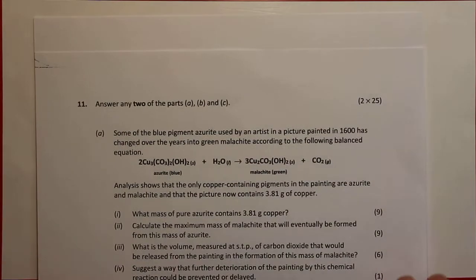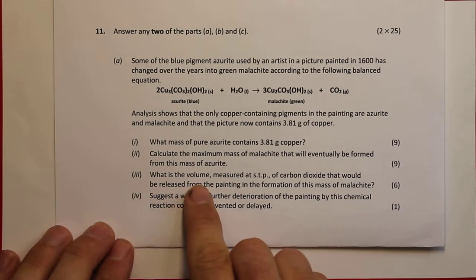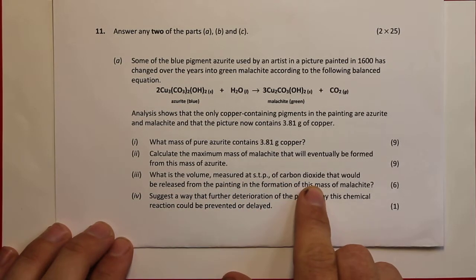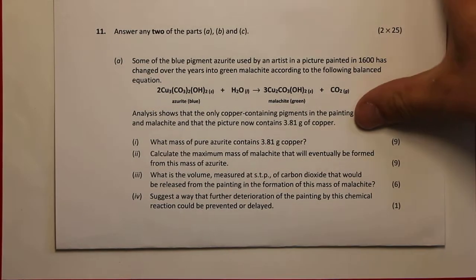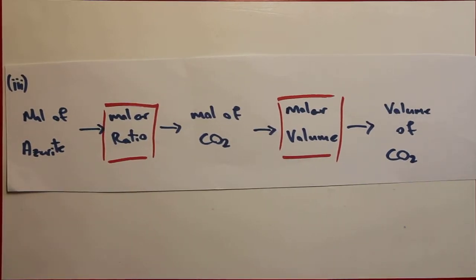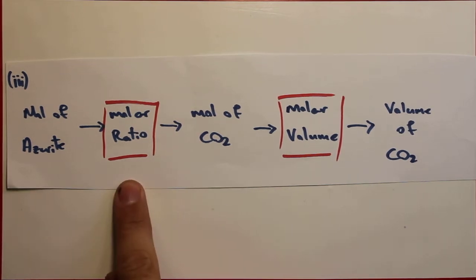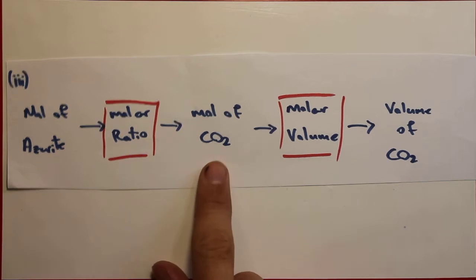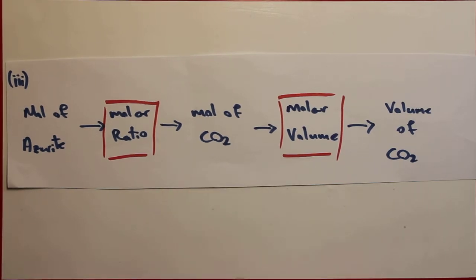Now, part 3 of this question. We're asked what is the volume measured at STP of carbon dioxide that will be released from the painting in the formation of this mass of malachite? So we're looking for a volume of carbon dioxide. And this is the workflow for this part of the question. We have the number of moles of azurite. We're going to look at our balanced chemical equation for our molar ratio of azurite to carbon dioxide, and that will give us the number of moles of carbon dioxide that we have. Then we're going to use the molar volume to calculate the volume of carbon dioxide that is present. And that's going to be our final answer there.